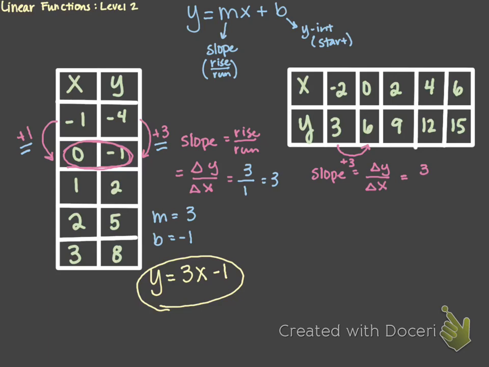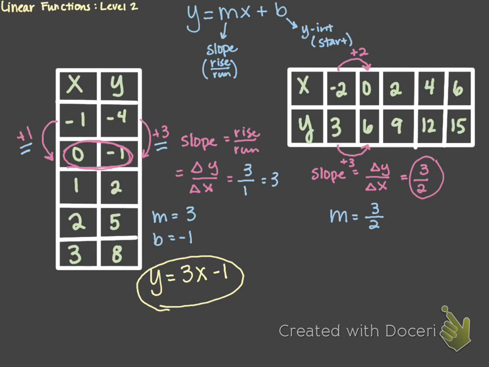And then if we look at the change in the x values, and we want to make sure we're using the same x values that paired with those y values, to go from -2 to 0, we're adding 2. So we have 3 over 2 for our slope. So our m value is going to be equal to 3/2, 3 over 2.